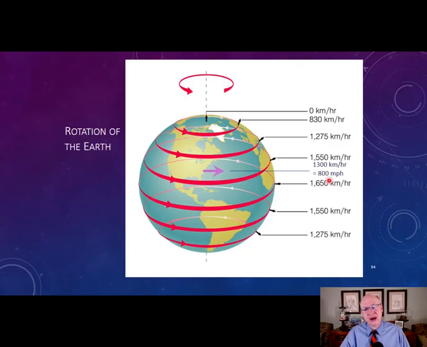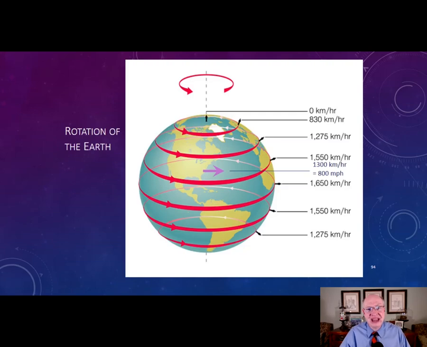But you don't notice that rotation because not only are you moving 800 miles an hour east, but the building that you're in is moving 800 miles an hour east. The city that you're in is moving with you. The part of the country that you're in is moving with you. Even the air that you're breathing is moving at 800 miles an hour. And because everything is moving together, you don't notice that motion.